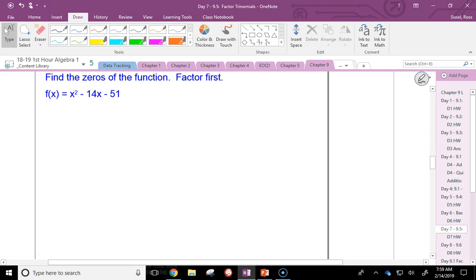Alright, find the zeros of the function and factor first. This one looks a little bit different, but there really isn't anything different. Just when it says the function of x, so we're trying to solve for x, that just means this is 0. So I like to rewrite this so it's in order. X squared minus 14x minus 51 equals 0.